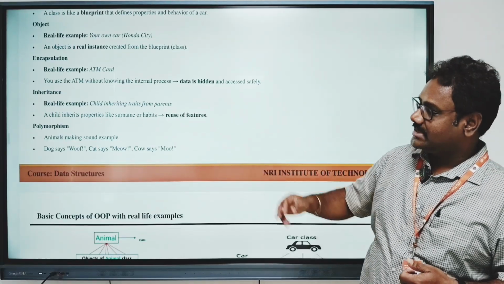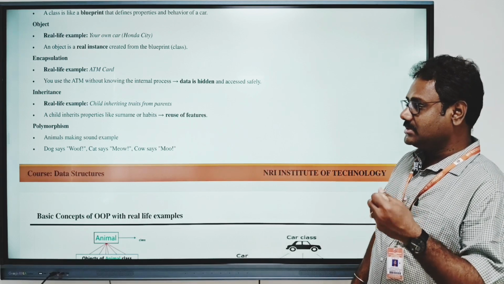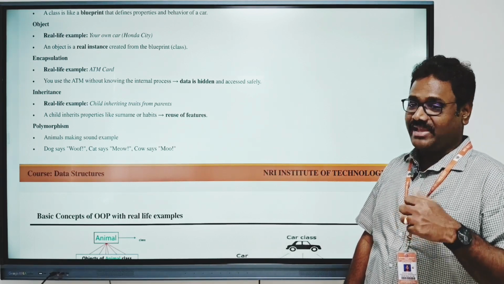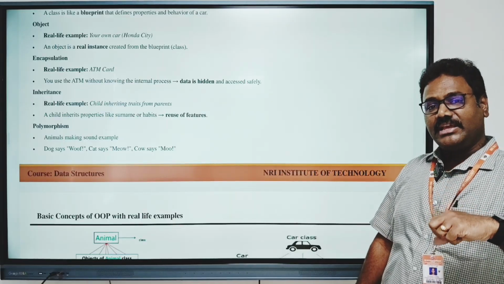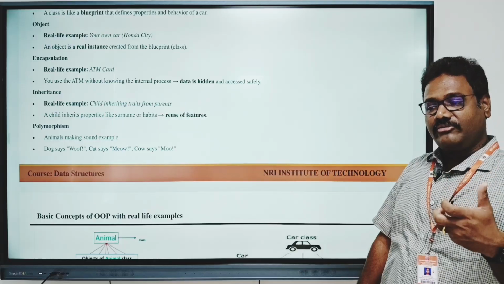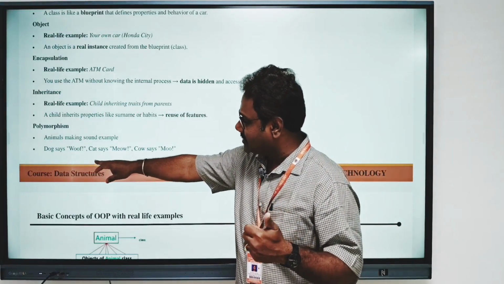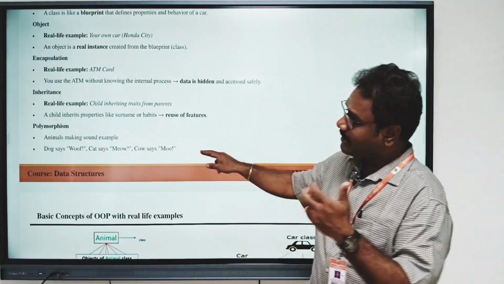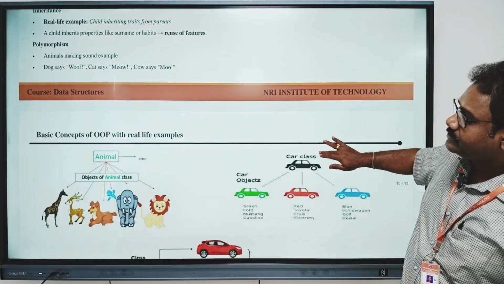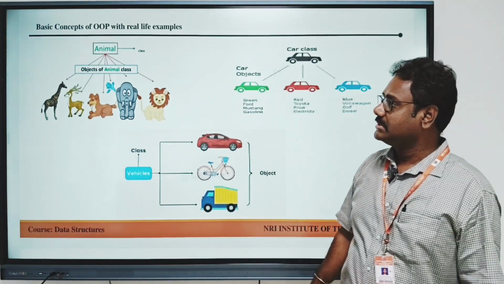Polymorphism. For example, animals making sound. An animal is general, making sound. Every animal makes a different sound, but the common operation is making sound. So making sound is the common activity, but different sounds. From the activity of making sounds, you are getting different sounds. Dog gives one sound, cat gives one sound, and cow says another sound. So this is the best example of polymorphism. So, basic concepts of OOPS with real life examples.